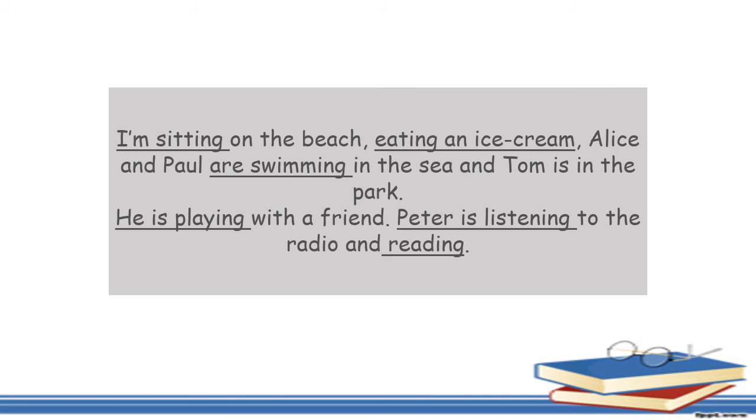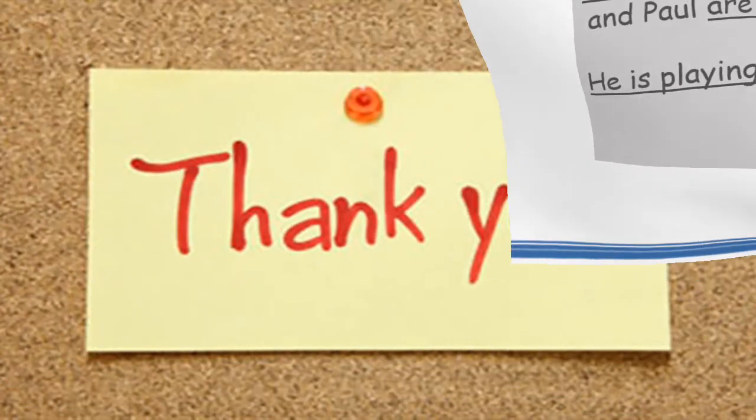Okay, time's over. As you can see, the first sentence is I'm sitting on the beach eating an ice cream. Alice and Paul are swimming in the sea and Tom is in the park. He is playing with a friend. Peter is listening to the radio and reading. The sentences that are underlined are those that contain the present progressive.